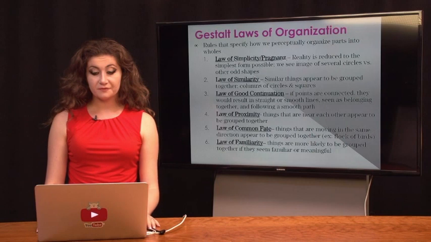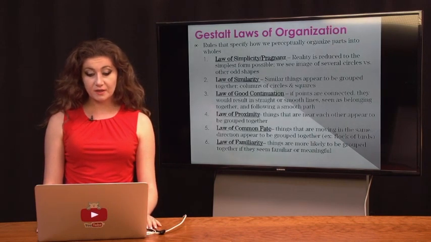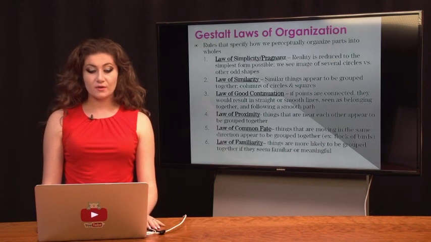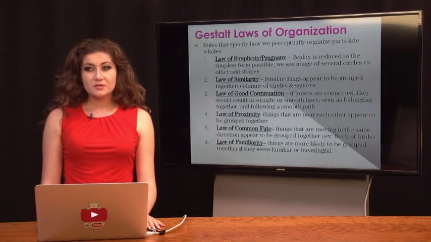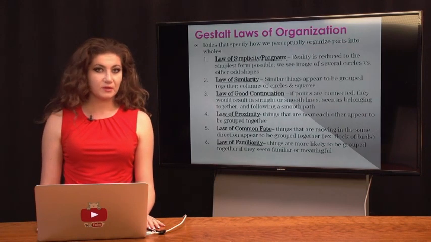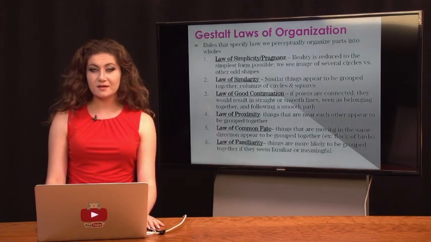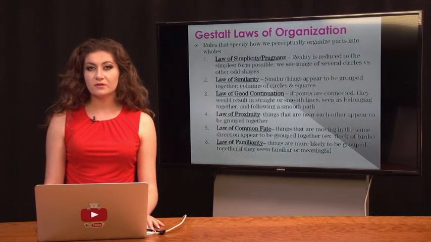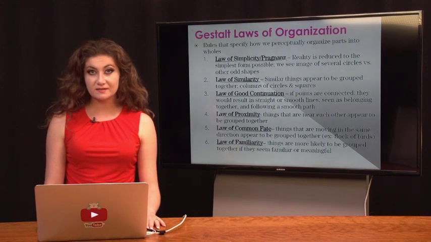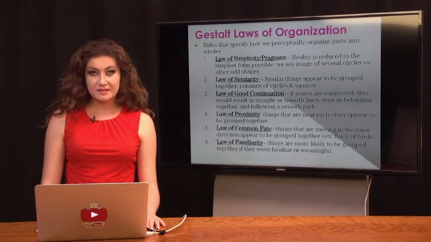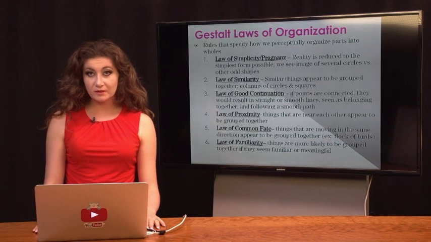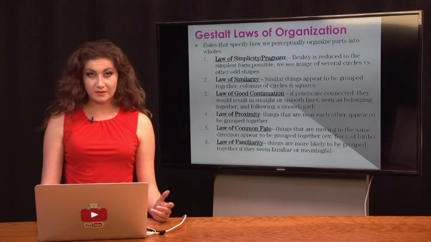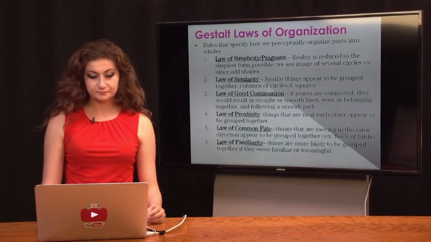The last law is the law of familiarity, where things are more likely to be grouped together if they seem familiar or meaningful. So in terms of perception, right, we have a particular part of our brain called the fusiform face area, which is in the temporal lobe, and it's very heavy in neurons that actually help us identify people's faces. So in a sense, when a face is familiar to us, we're more likely to perceive it more quickly and more accurately than if it's someone that we had never seen before or never met.